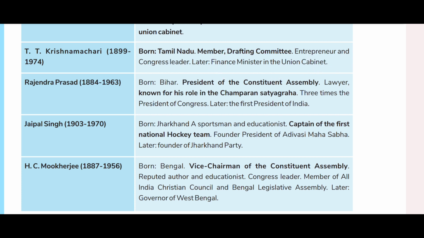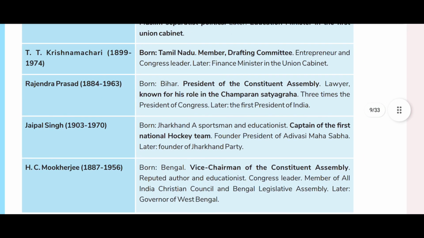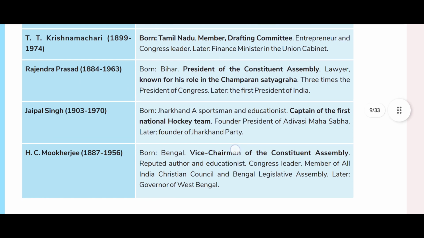Dr. Rajendra Prasad, born in 1884 and died in 1963. He was born in Bihar and became the president of the Constituent Assembly. He was a lawyer known for his role in the Champaran Satyagraha. Three times he became the president of Congress. Later, he became the first president of India.